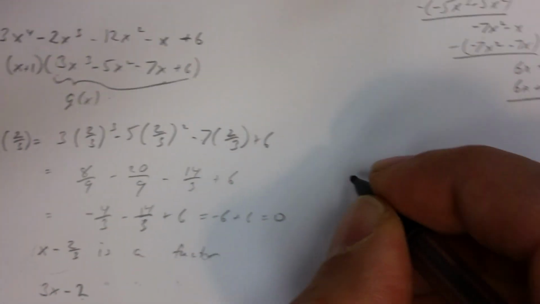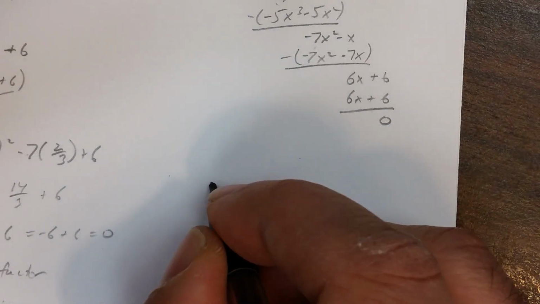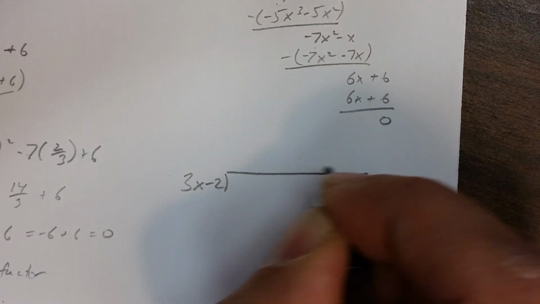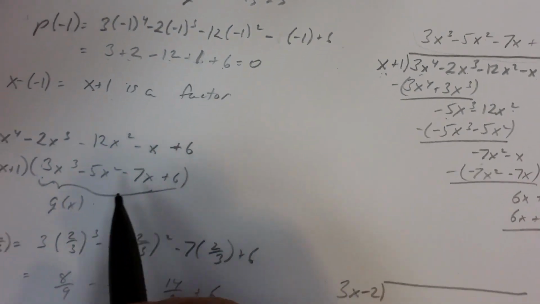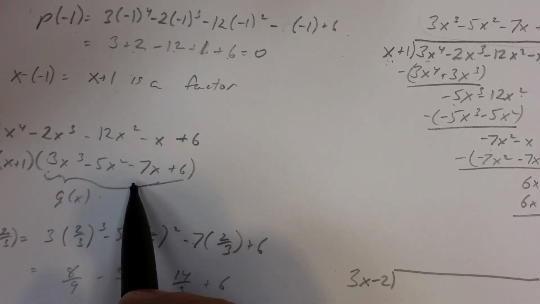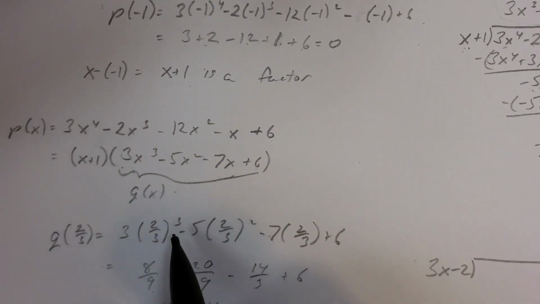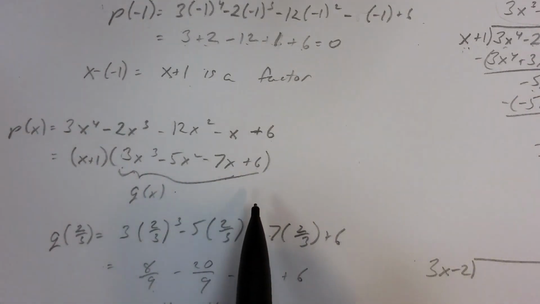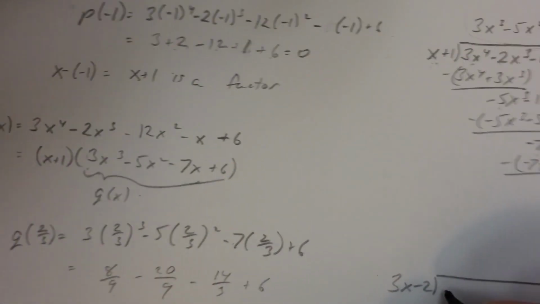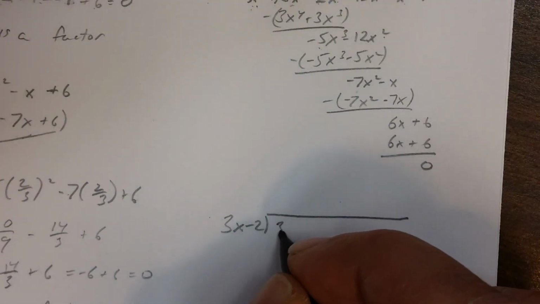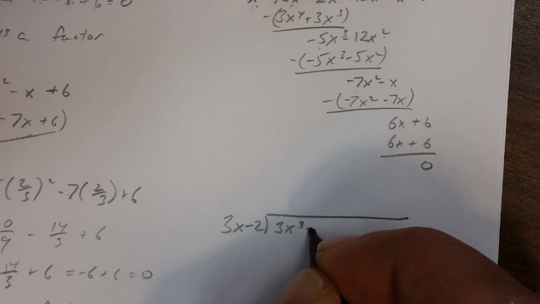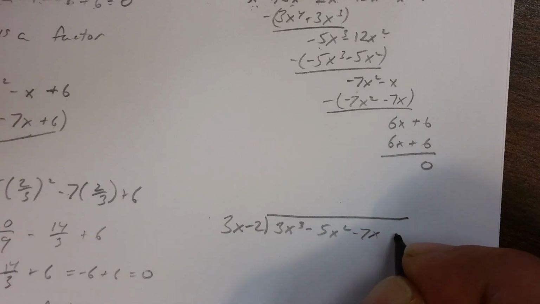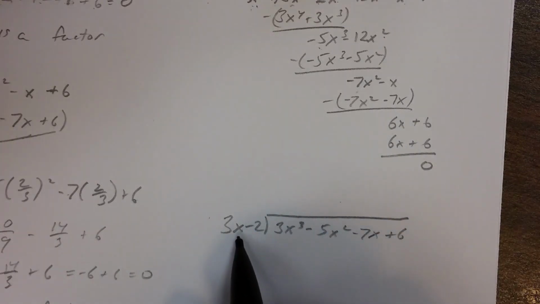So let's put that in. Let's move over here. So we'll put in 3x minus 2, and we'll divide that into our q of x. So our q of x was equal to 3x cubed minus 5x squared minus 7x plus 6. So we'll put that in over here. Now we'll do our division again.